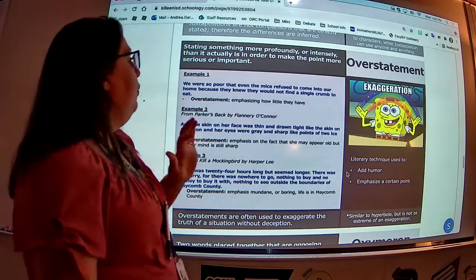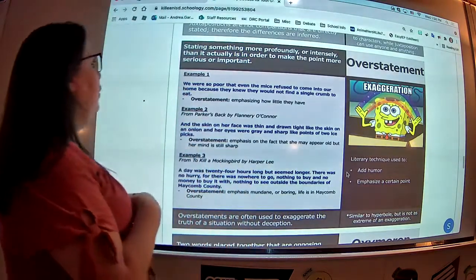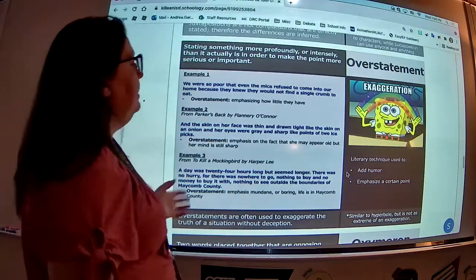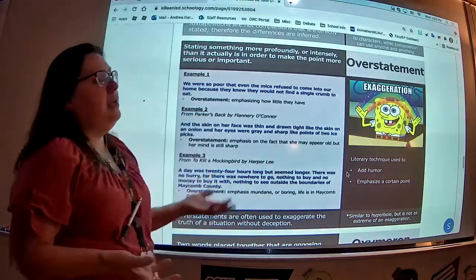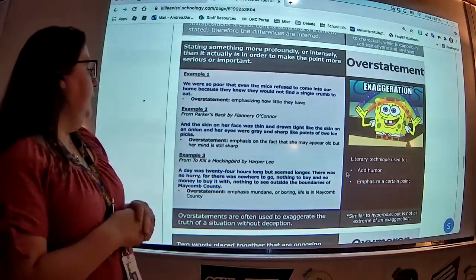So like, we were so poor that even the mice refused to come into our home because they knew they would not find a single crumb to eat. They're just emphasizing how little they have, okay?